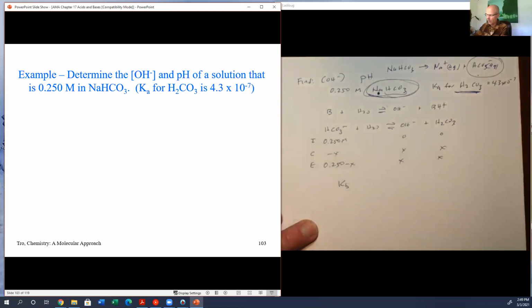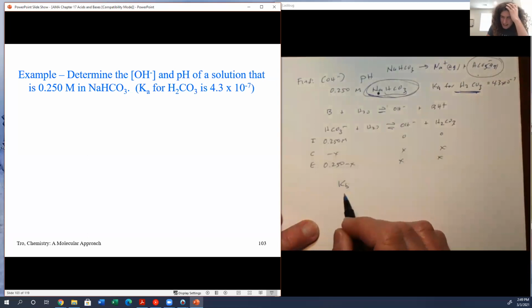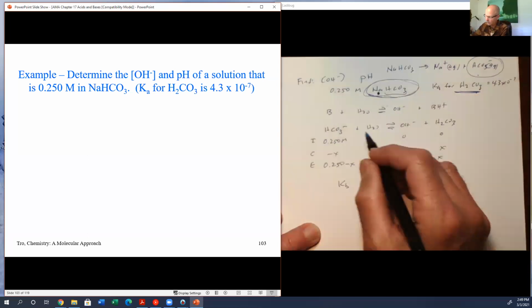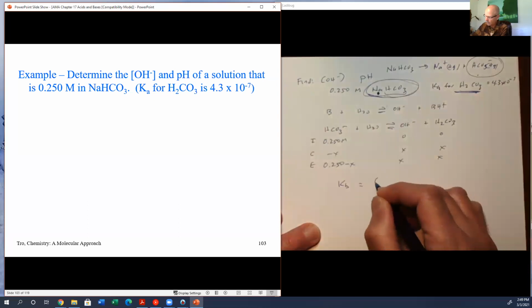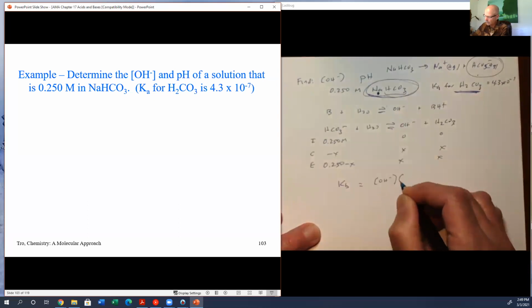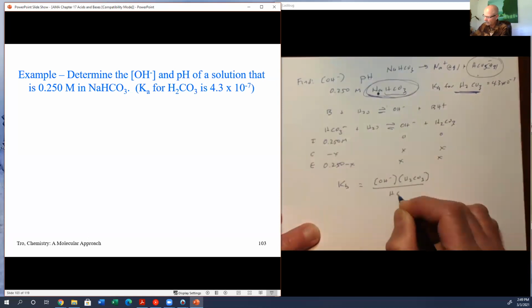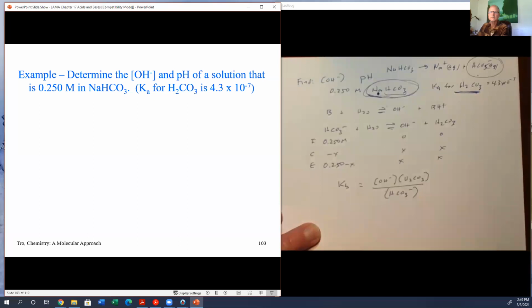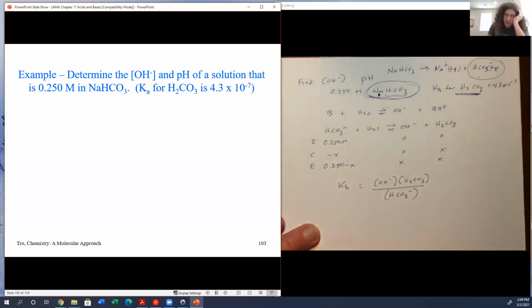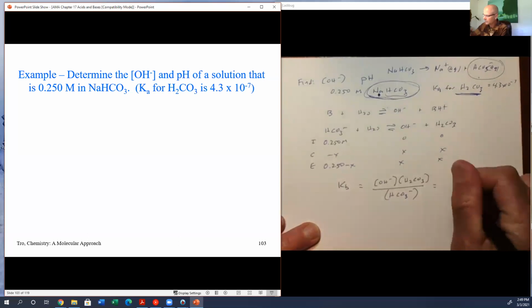Right. Okay. So the KB for this, the equilibrium constant for this equation, is equal to the concentration of OH minus times the concentration of H2CO3 divided by the concentration of HCO3 minus. Does that make sense? So is it x squared over 0.25 minus x? Exactly right.